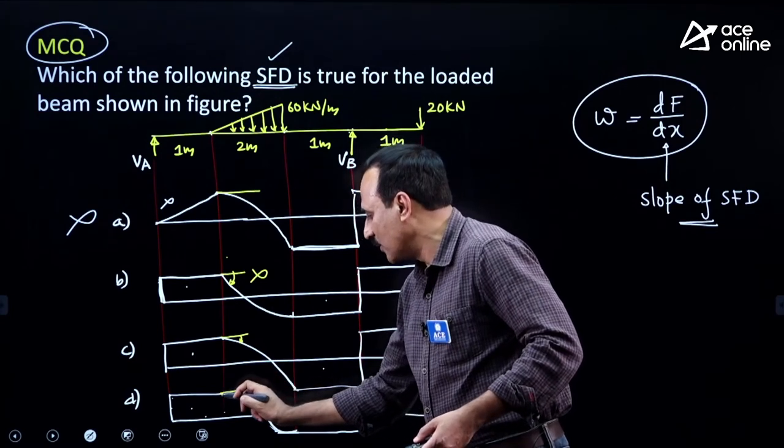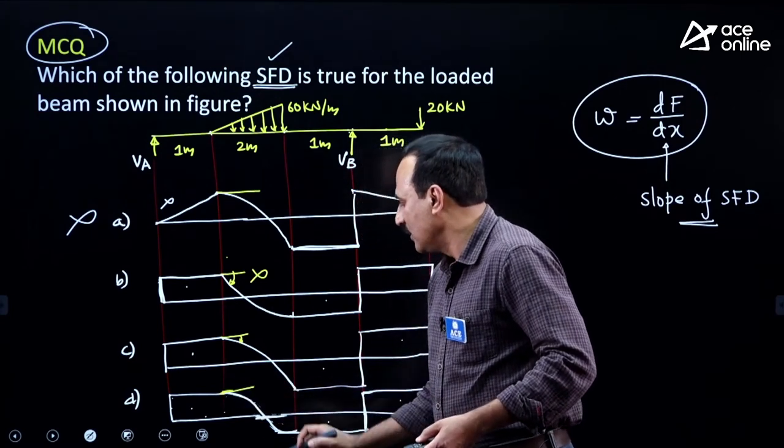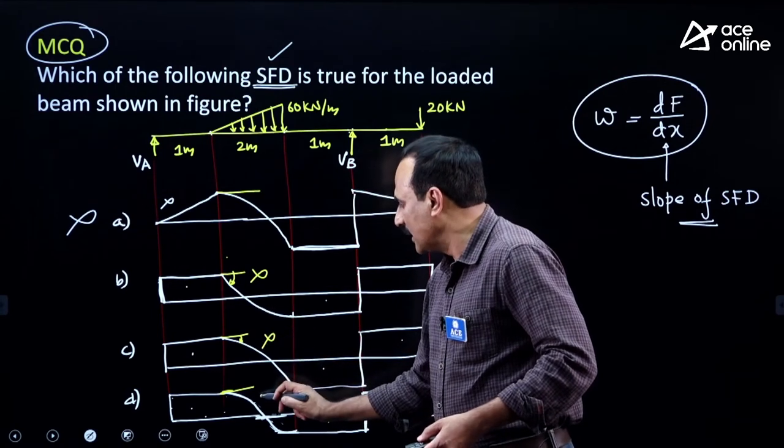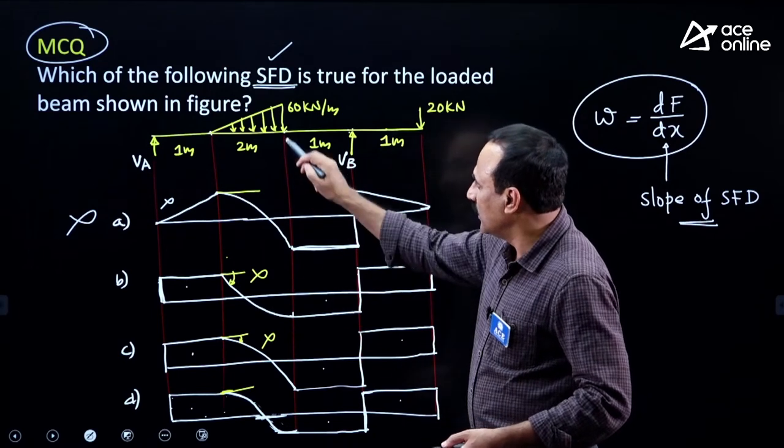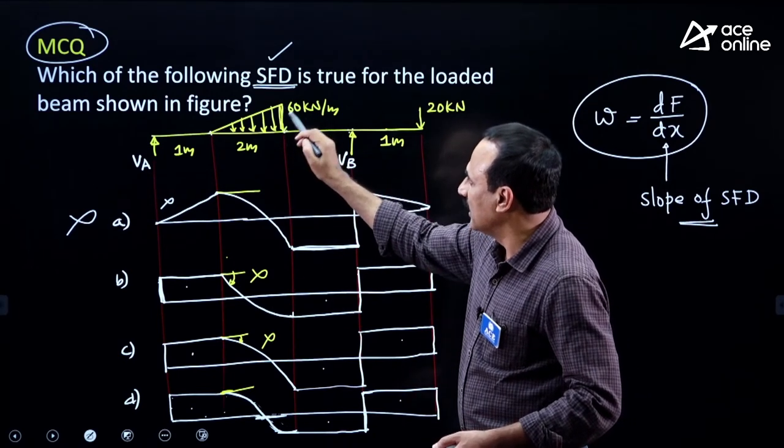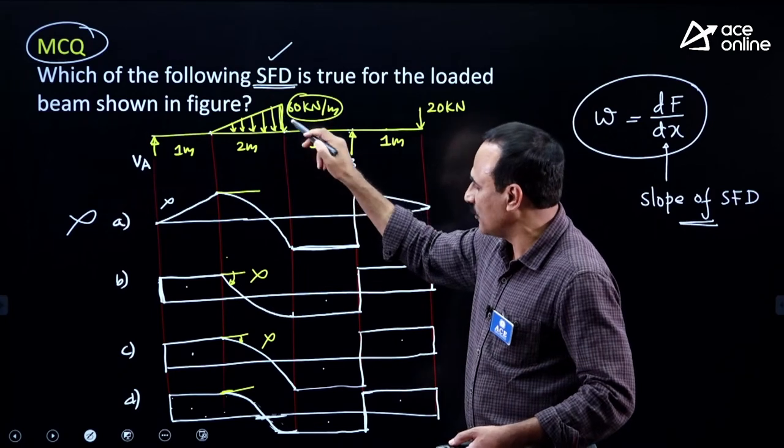Here, the slope is zero. It is almost tangential. So this is ruled out. Either this or this will come into the picture. Next coming to this one. Here, high rate of loading. 60 kilonewton meter is the rate of loading.